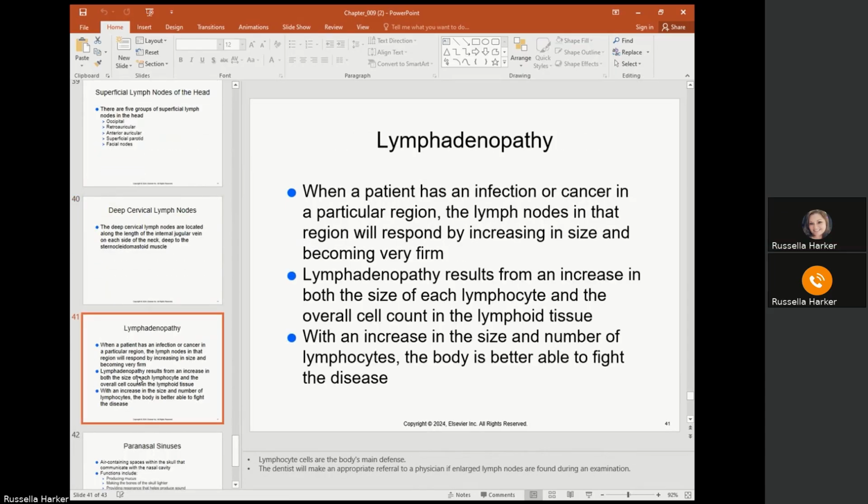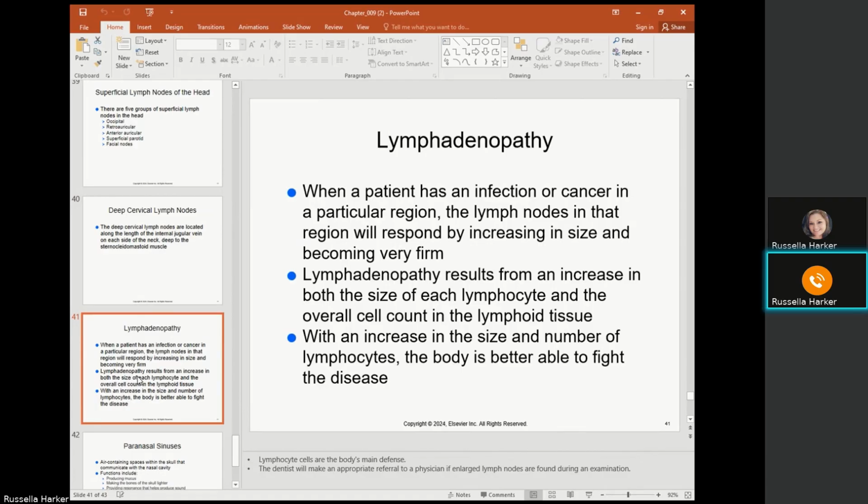Lymphadenopathy is when a patient has an infection or cancer in a particular region or area of the head or neck. The lymph nodes in that region will respond by increasing in size and they become very firm. Just like if you've ever had a sore throat, strep, and you feel your glands in your neck and they feel swollen and hard, those lymph nodes are swollen in your neck. So that's why they're feeling that.